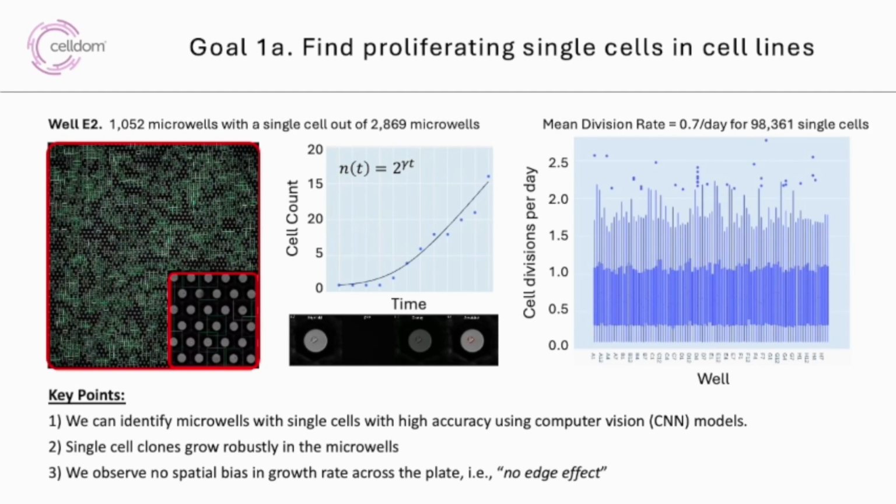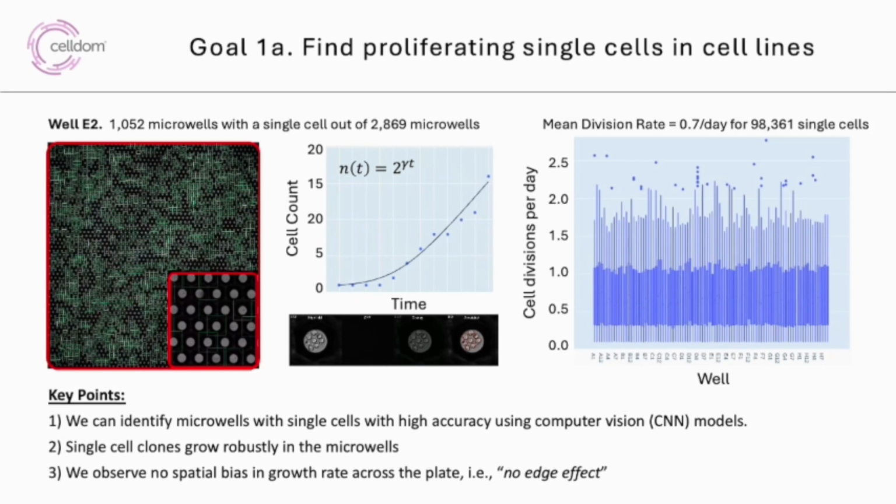So our first goal was to establish the appropriate incubation conditions where cell lines grow really well. On the left, we show an example of one well. This is the E2 well in a 96 well plate. And in this well, we loaded 3,000 leukemia cells, of which we ended up with 1,052 microwells with a single cell out of 2,869 imaged microwells in that well. This coincides with the expected distribution of single cells from Poisson statistics.